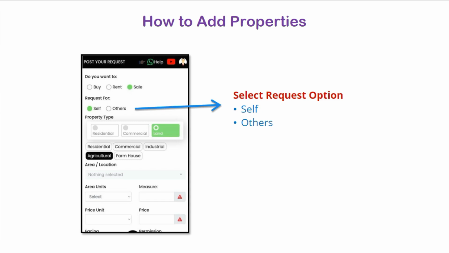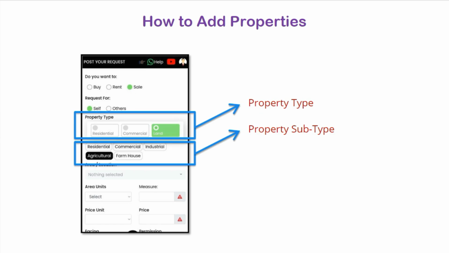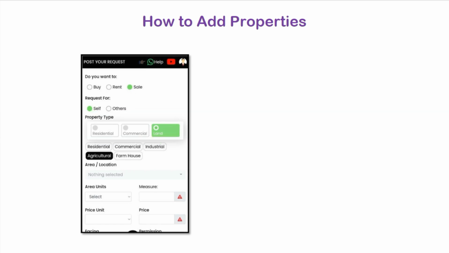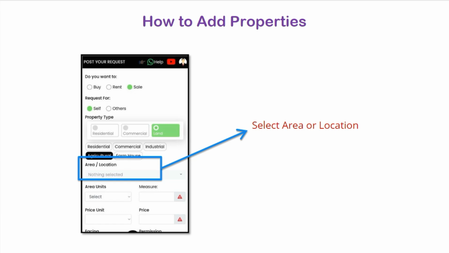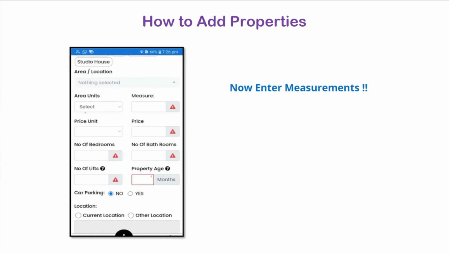If it's for someone else, you are required to enter the mobile number of that person. Next, select the property type and its subtype as shown here. Next, select the area or location of the property from the drop-down box given. Now, you need to enter measurements like price, bedrooms, bathrooms, property age, lifts, road size, and distances as shown here.